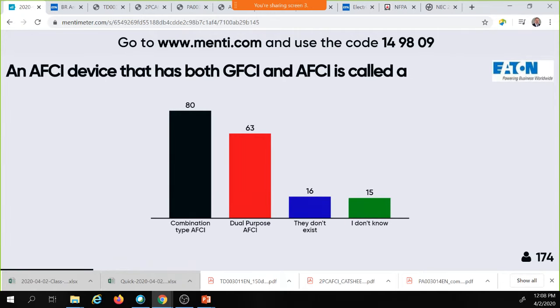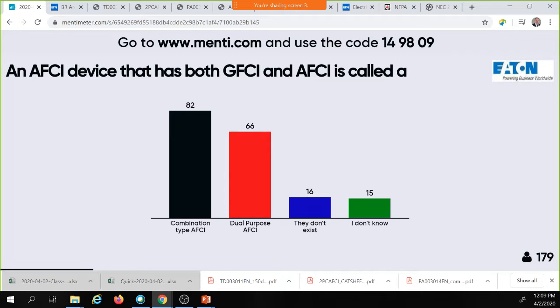So an AFCI device that has both GFCI and AFCI is actually called a dual purpose AFCI. It's not a combination type. That is a very big misconception that is out there in the industry, and I don't like the term. I don't like combination type AFCI.